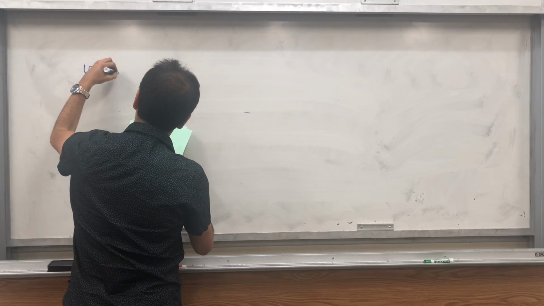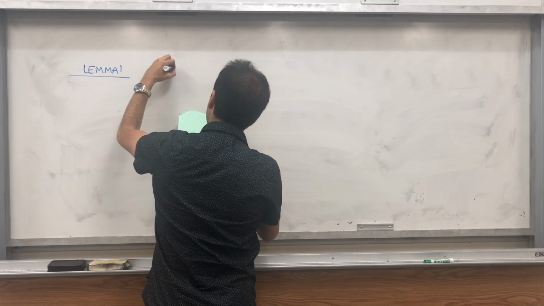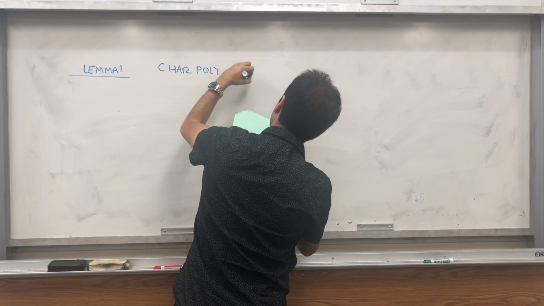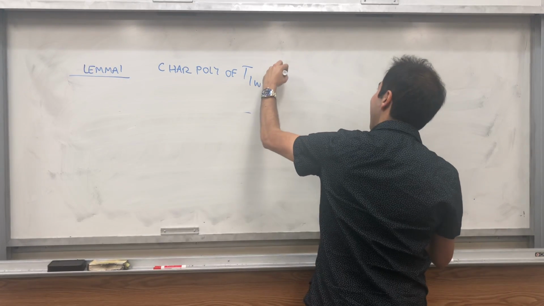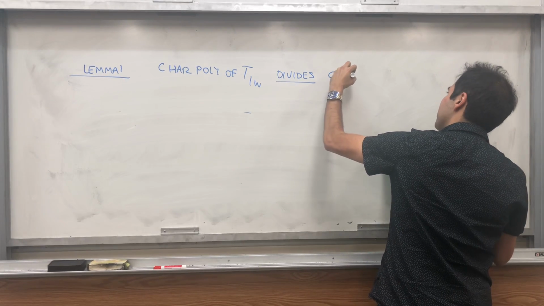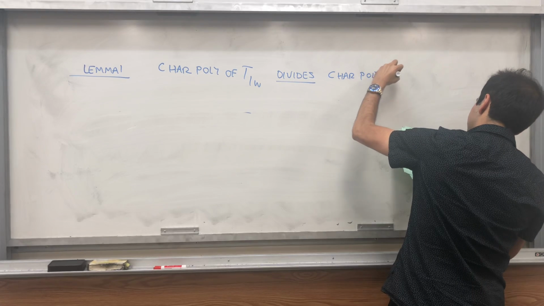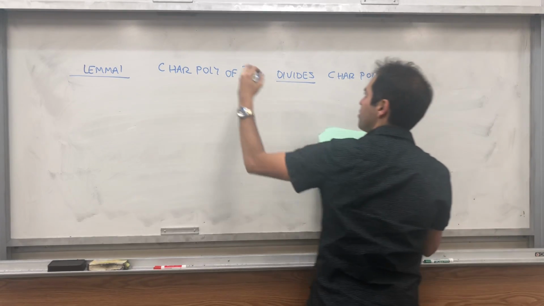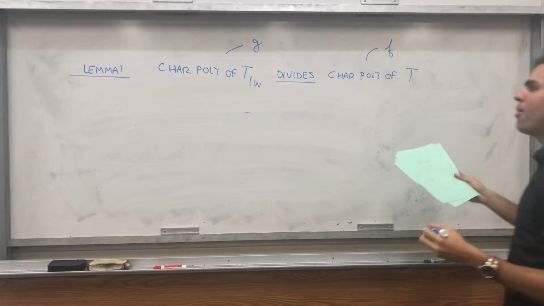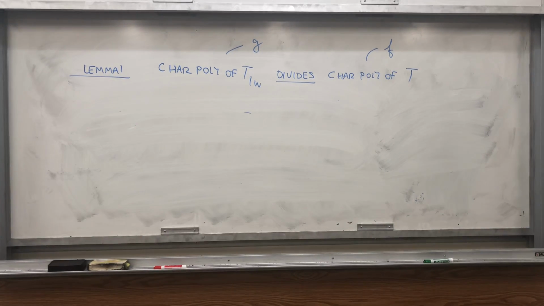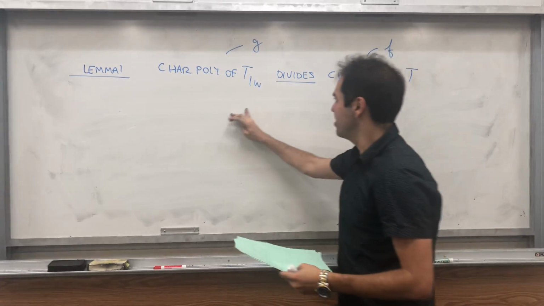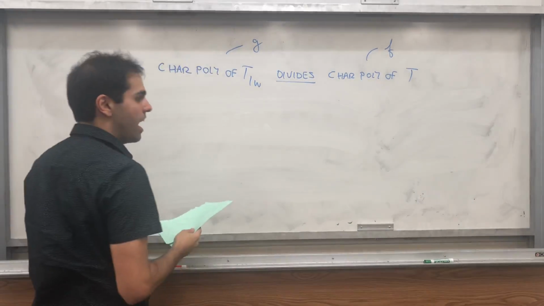Lemma 1: the characteristic polynomial of T restricted to W actually divides the characteristic polynomial of T. Let this be G, and let this be F. Then G as a polynomial divides the polynomial F of T. So in some sense, it's a smaller version of T. And here's just the idea of the proof.